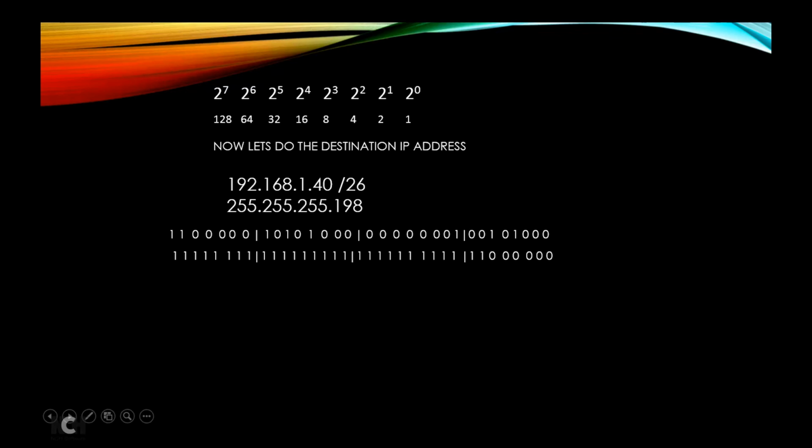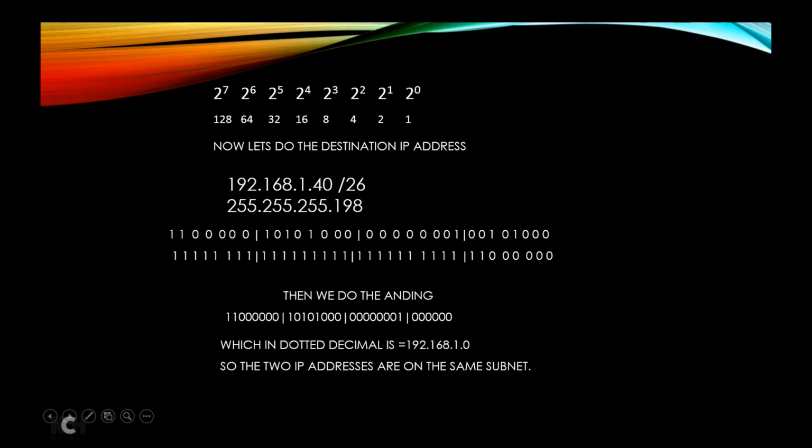We then do 255, 255, 255, 198. Turn them into binary. Then we do the ANDing, and this is what we get. And when we do that in dotted decimal, it turns out to be 192.168.1.0. So the two IP addresses are on the same subnet.